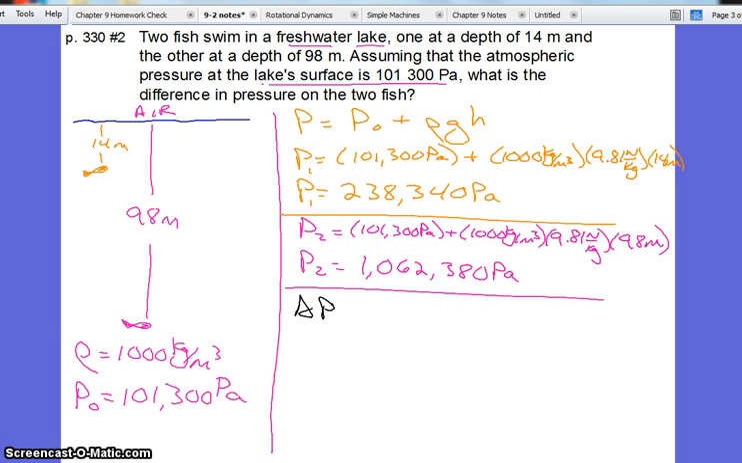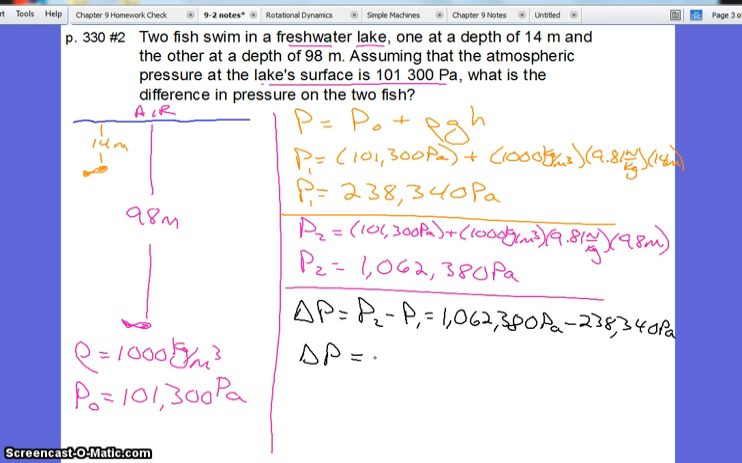How much change in pressure is there? So we simply subtract the two pressures. So we have 1,062,380 pascals minus 238,340 pascals. And we get that the change in pressure comes out to be 824,040 pascals.